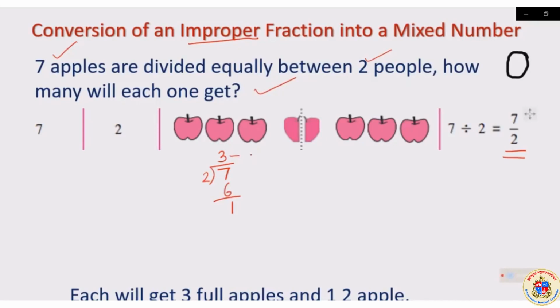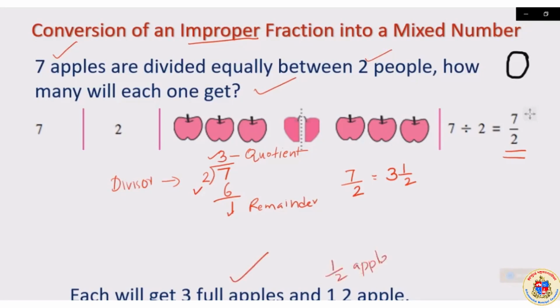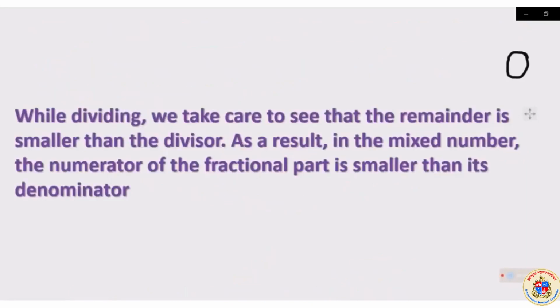Each one will be getting 3 full apples and half of another apple. In this 3 is quotient and the remainder is 1, and we name 2 as the divisor. These are all you have studied in lower class. Simply I am writing for you while talking. So 7 upon 2, which is an improper fraction, can be written as 3 and 1 upon 2, which is a mixed number, which indicates that you will be getting 3 full apples and half of an apple, 1 upon 2. Okay? So this is an introduction about this fraction, improper fraction, and mixed number.